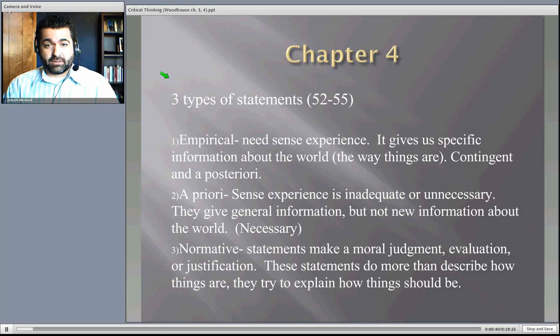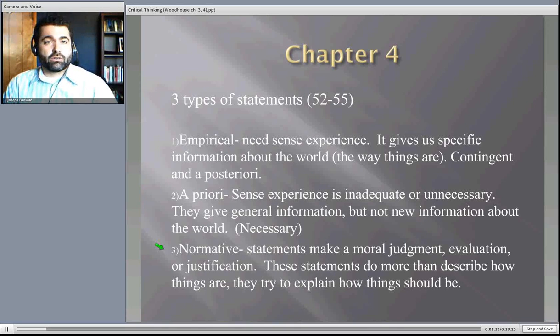3 types of statements. So you've got empirical claims, a priori claims, and then normative claims. And it's important to identify what sort of proposition, what sort of statement is being made, so that we have a better understanding of how to evaluate them, because we use different standards of evaluation depending on what kind of claim is being made. There are different ways of defending or critiquing them. So I'm just going to give a couple of examples and talk about some of the major character traits of each of these.